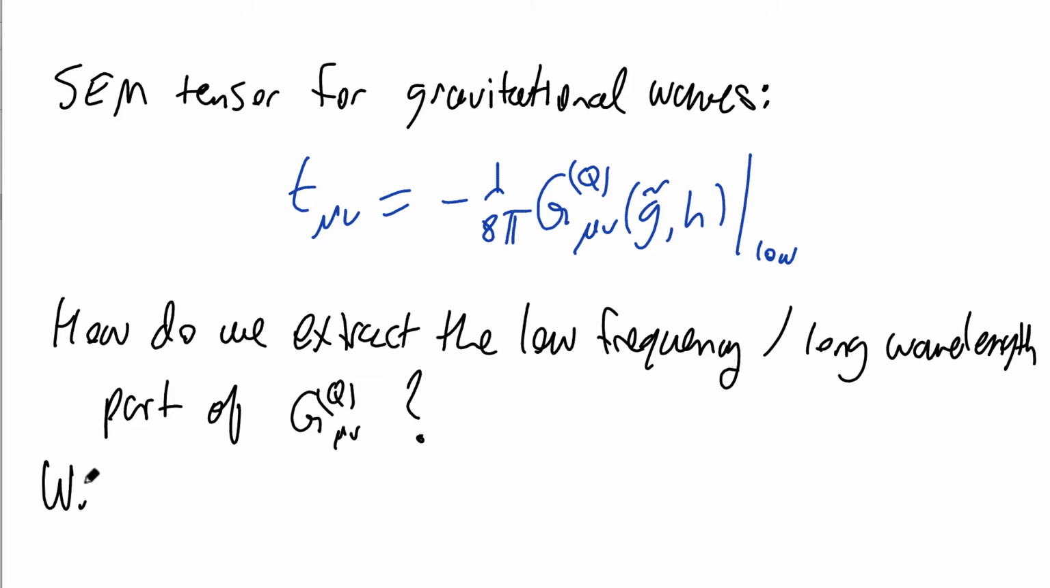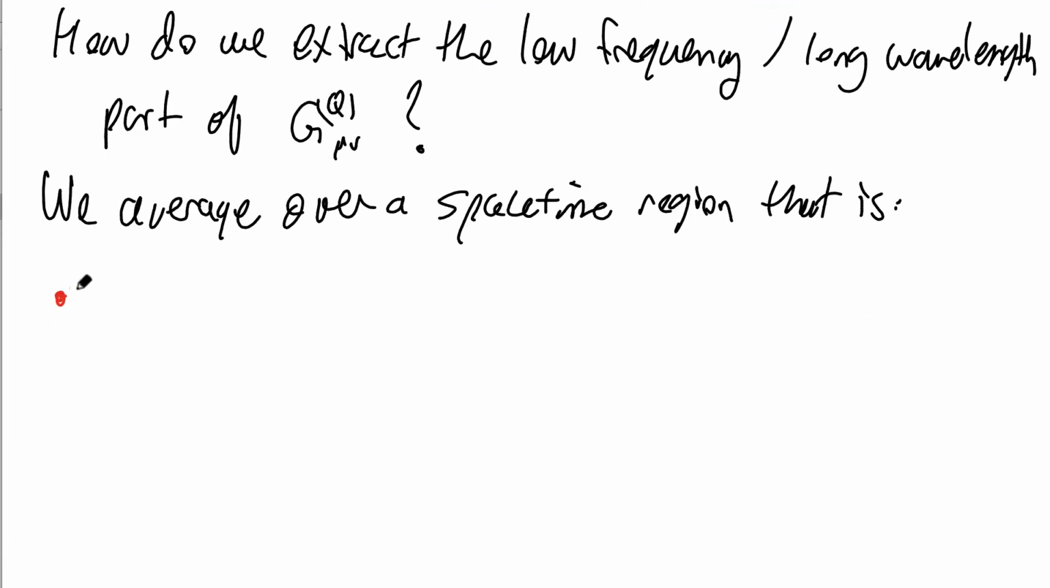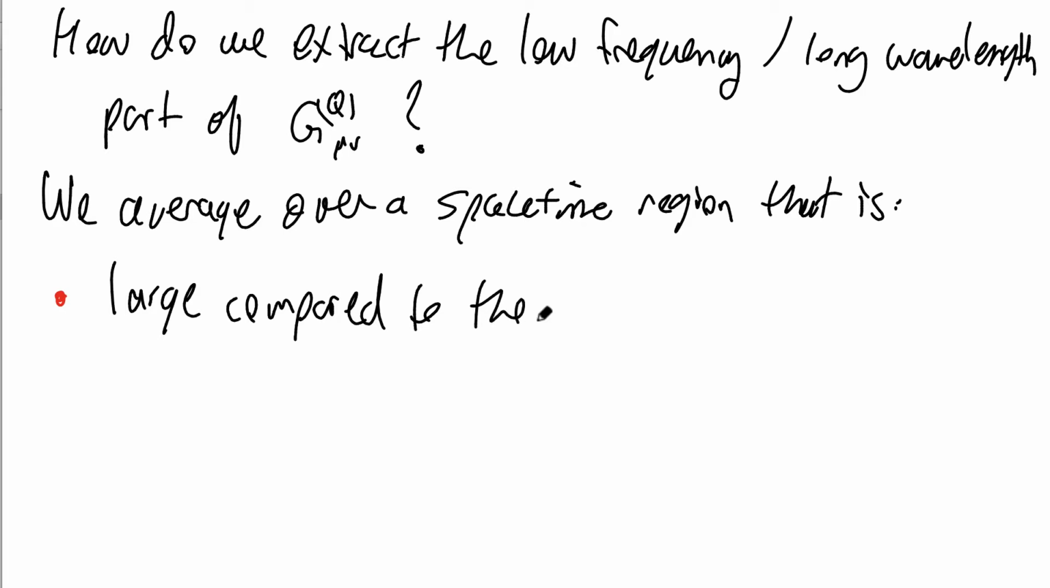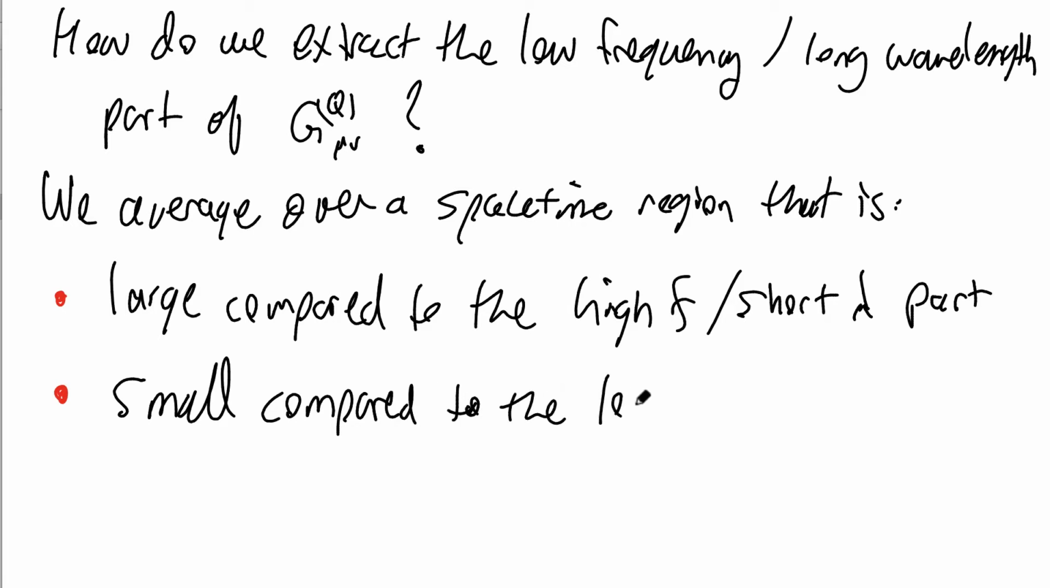The answer is that we average GQ over a space-time region that is large compared to the high frequency short wavelength part and small compared to the low frequency long wavelength part.